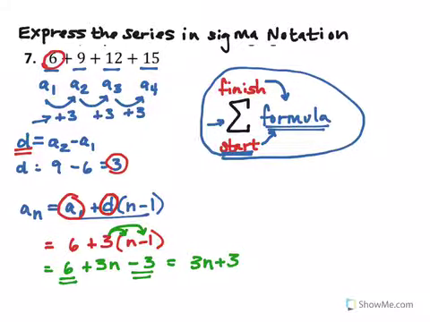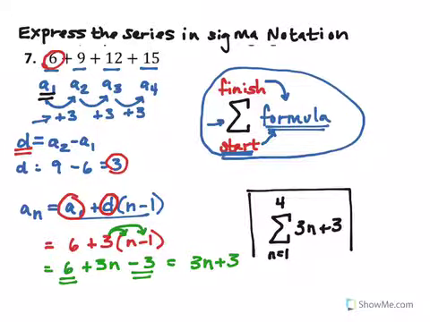So if we come over here and do our sigma notation, we can say, the sum of 3n plus 3. And we have to figure out where to start here. Well, a sub 1 means the first term, so if n equals 1, will it give us 6? If we input 1 into n, we get 3 times 1, which is 3, plus 3 is 6. So we know that we're starting with 1, and there are 4 terms, so we go to 4. And this is the sigma notation, and the answer to the question to express the series in sigma notation.